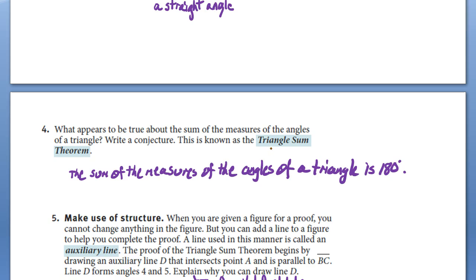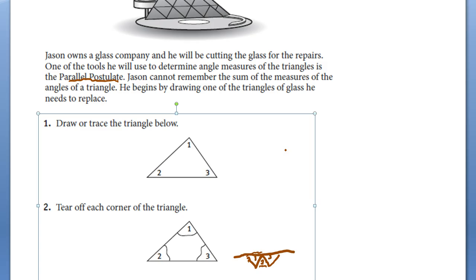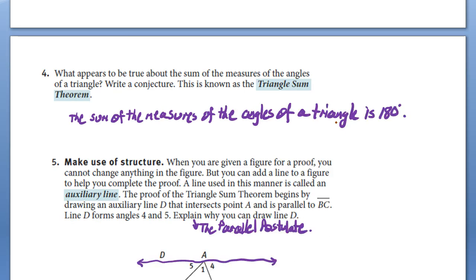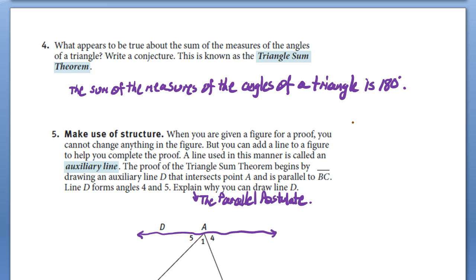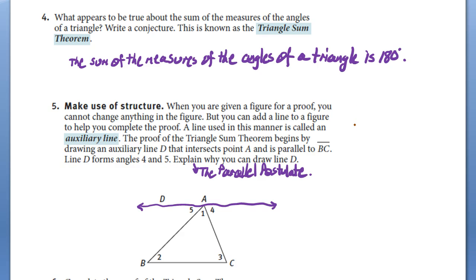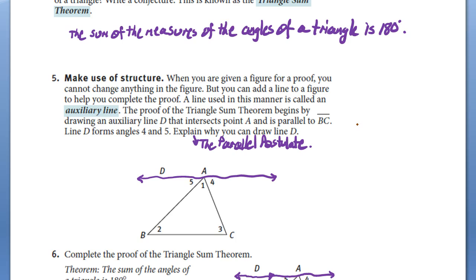We'd actually used this in a previous lesson as a step in one of the proofs. Now this question itself doesn't make a lot of sense, right? It says Jason owns the glass company. He cannot remember that the sum of the angles of a triangle adds up to 180. Man, who'd want to do business with that guy? He can't even remember that simple fact. Okay, but here is one of the theorems about triangles, that the sum of the 3 angles of any triangle is 180 degrees. Okay, number 5, let's work on proving this.